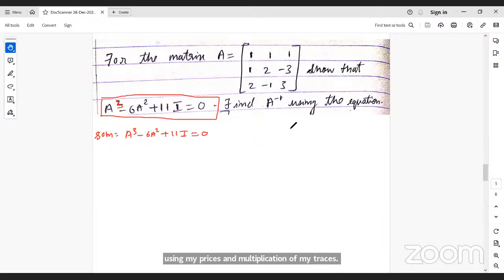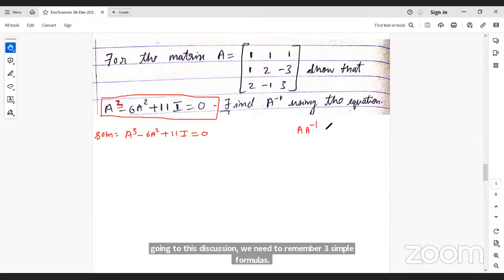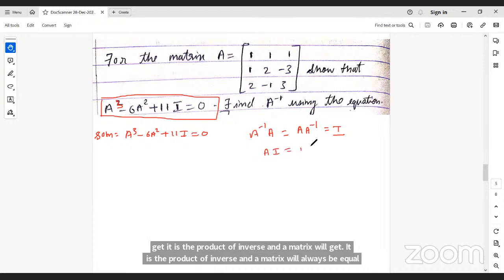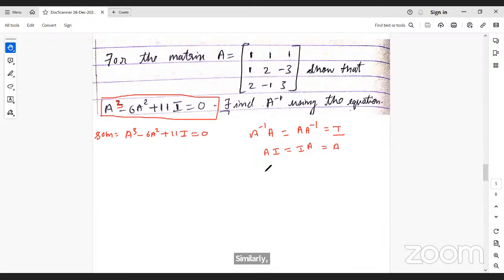Before going to this discussion, we need to remember three simple formulas. A into A inverse is always equal to I. A into A inverse or A inverse into A, both give the same value: the product of an inverse and a matrix is always I. Similarly, A into I or I into A is equal to A, and A inverse into I or I into A inverse is equal to A inverse. These three simple formulas you need to remember.